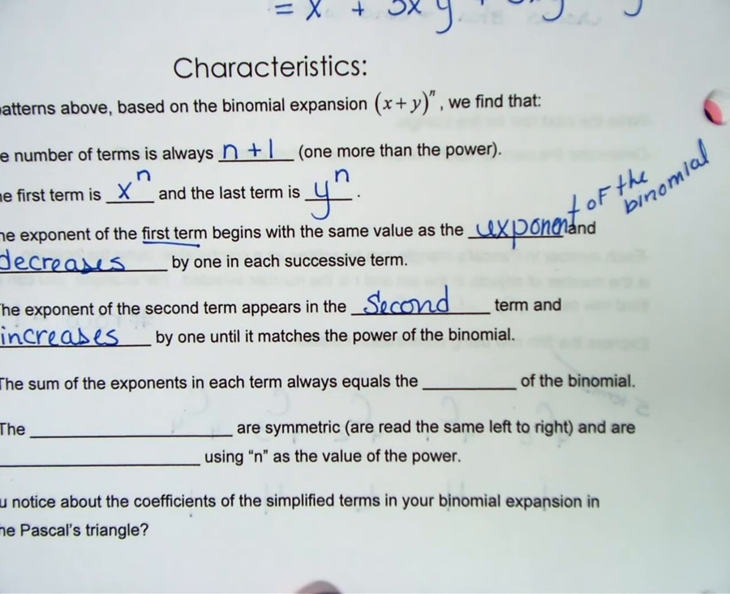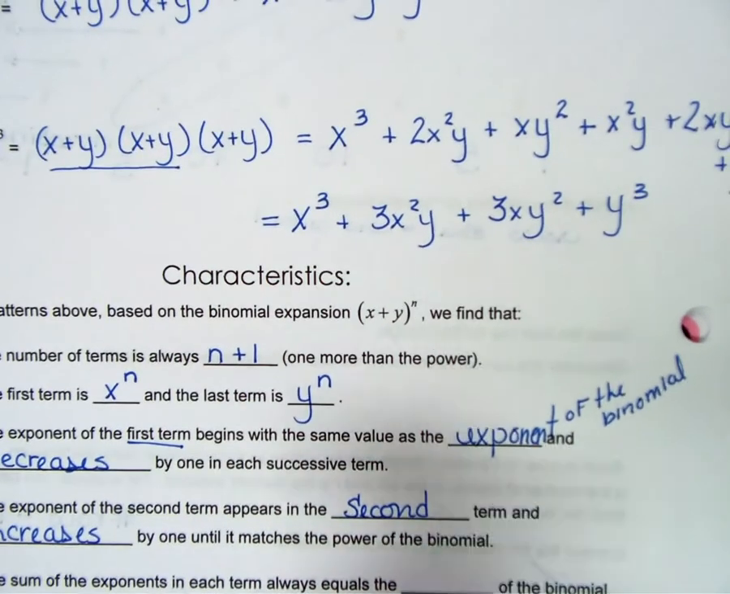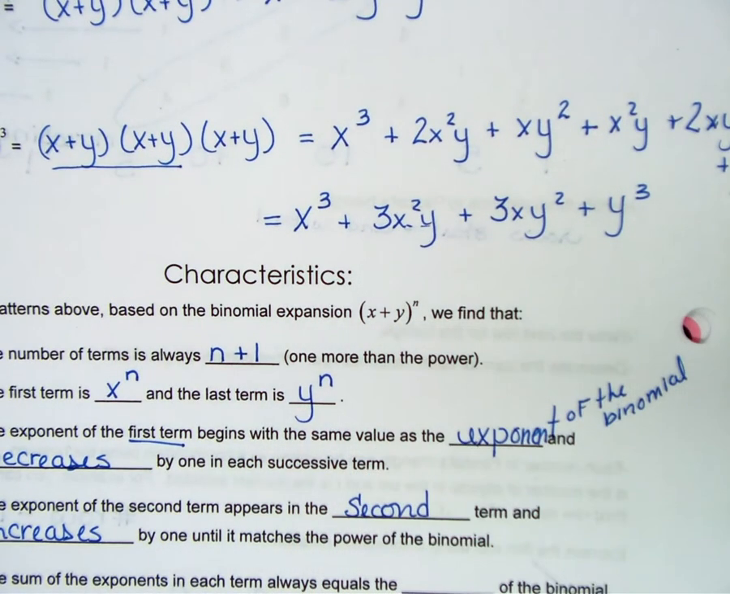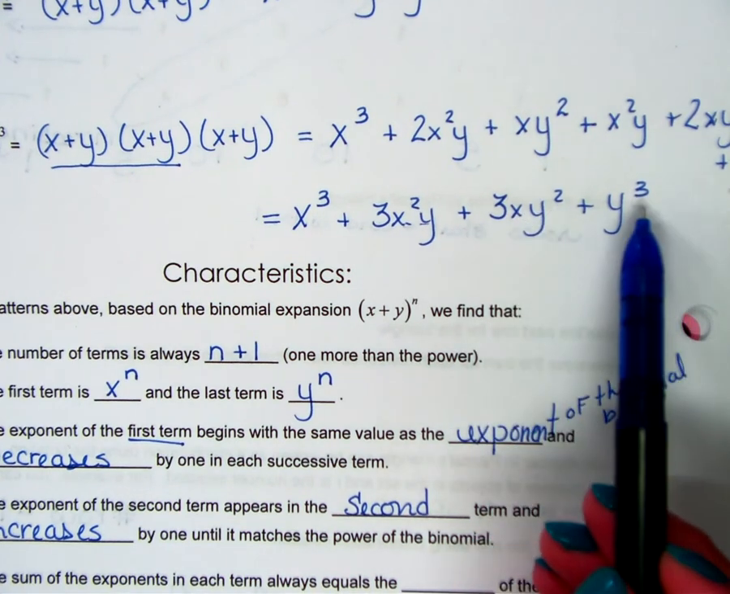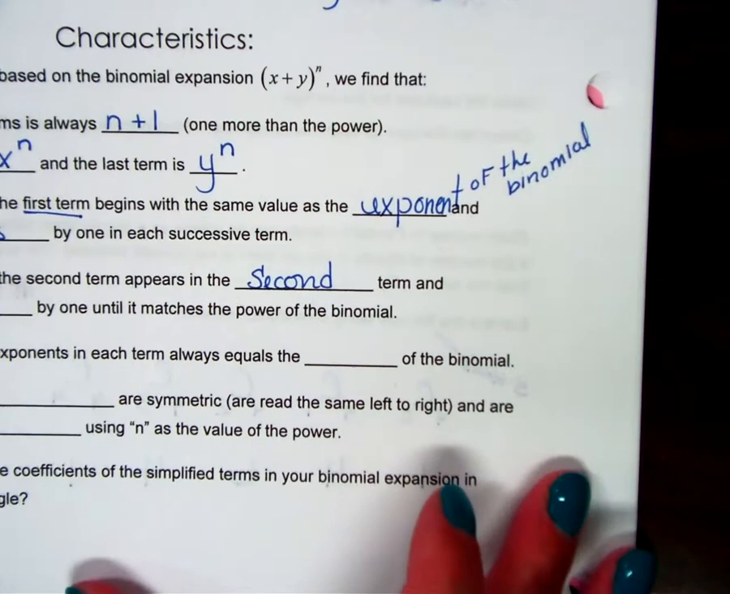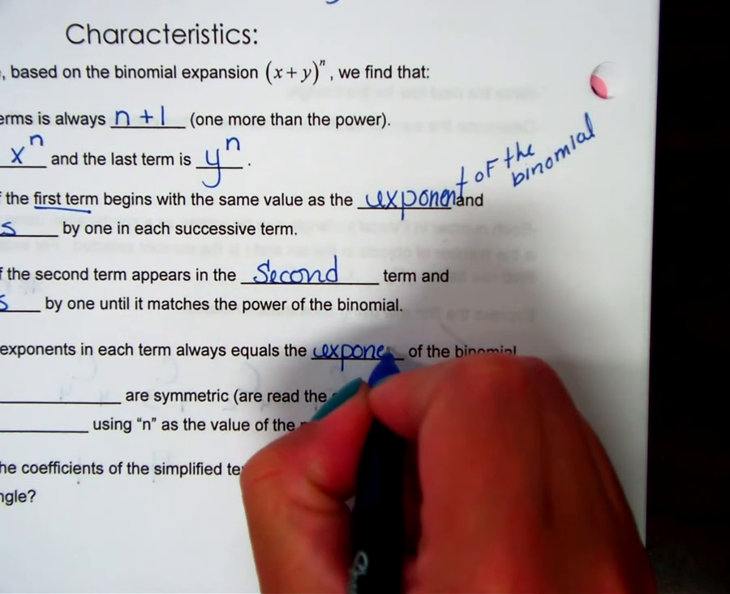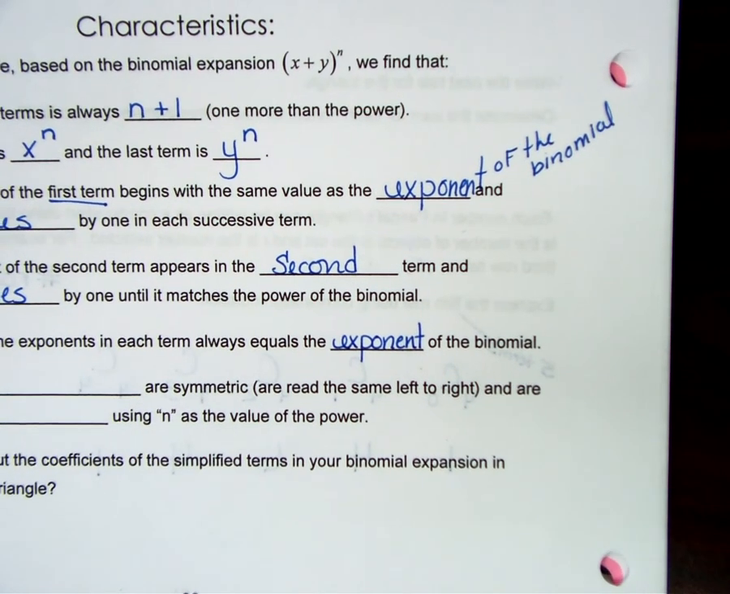Okay, the sum of the exponents in each term always equals what? What do these exponents add up to? 3. What do these exponents add up to? So what do they always add up to? n. They always add up to n. It's going to get a little bit more complicated, but we're going to start simple.